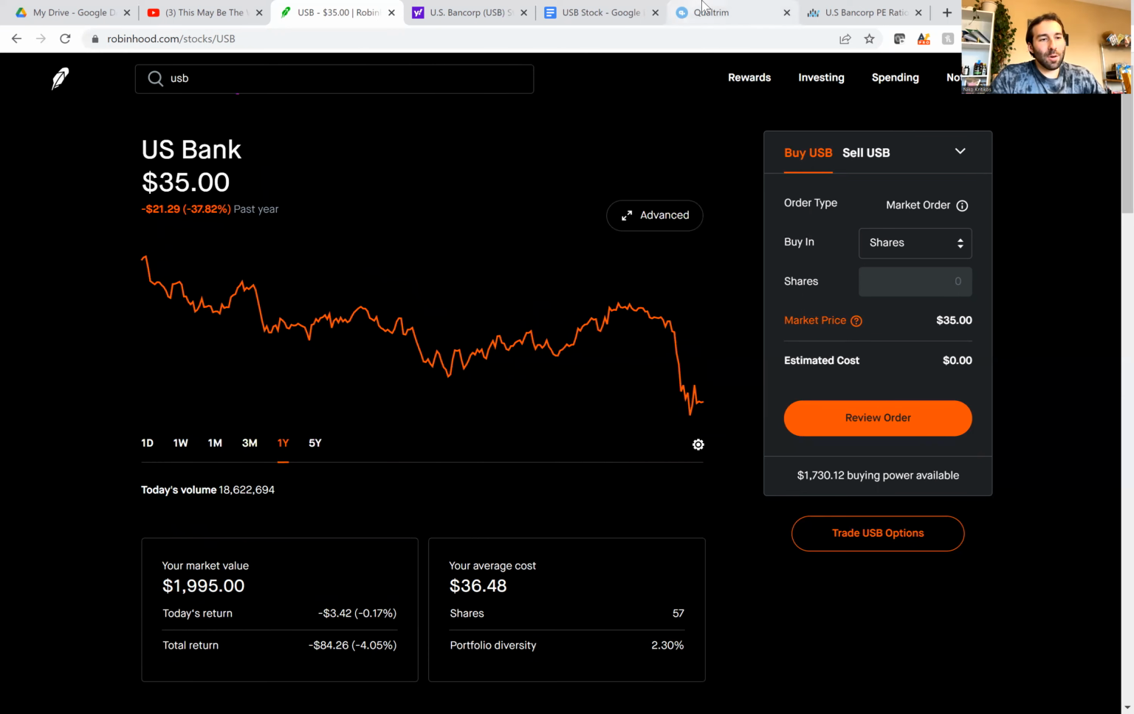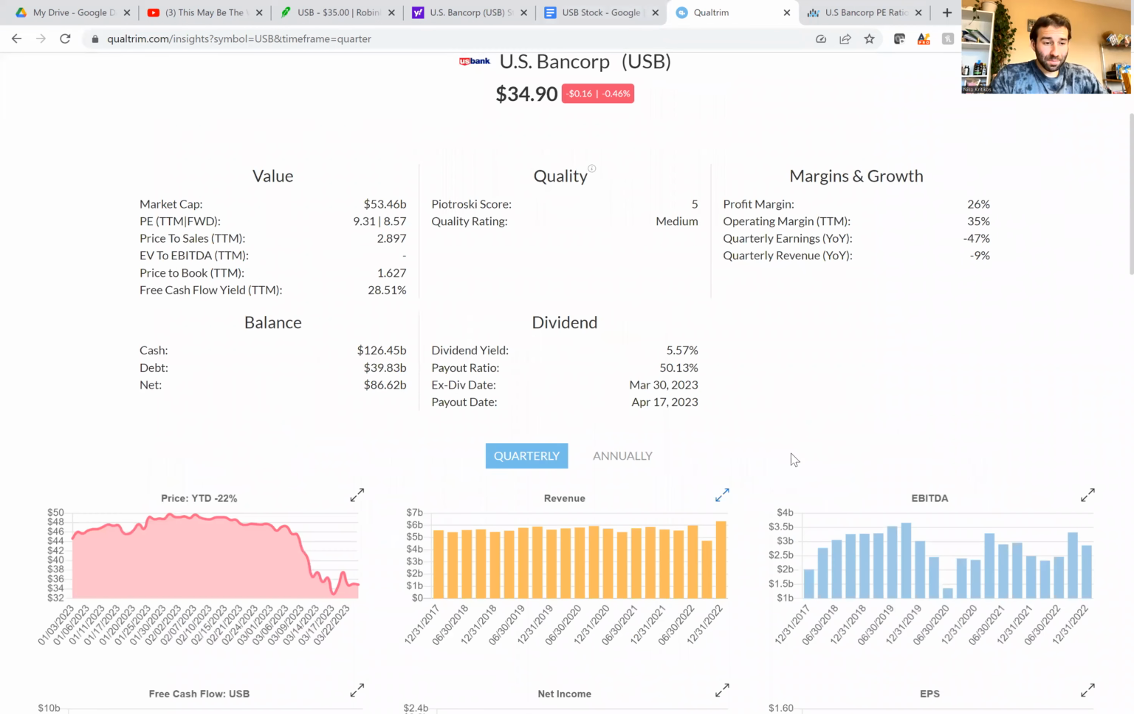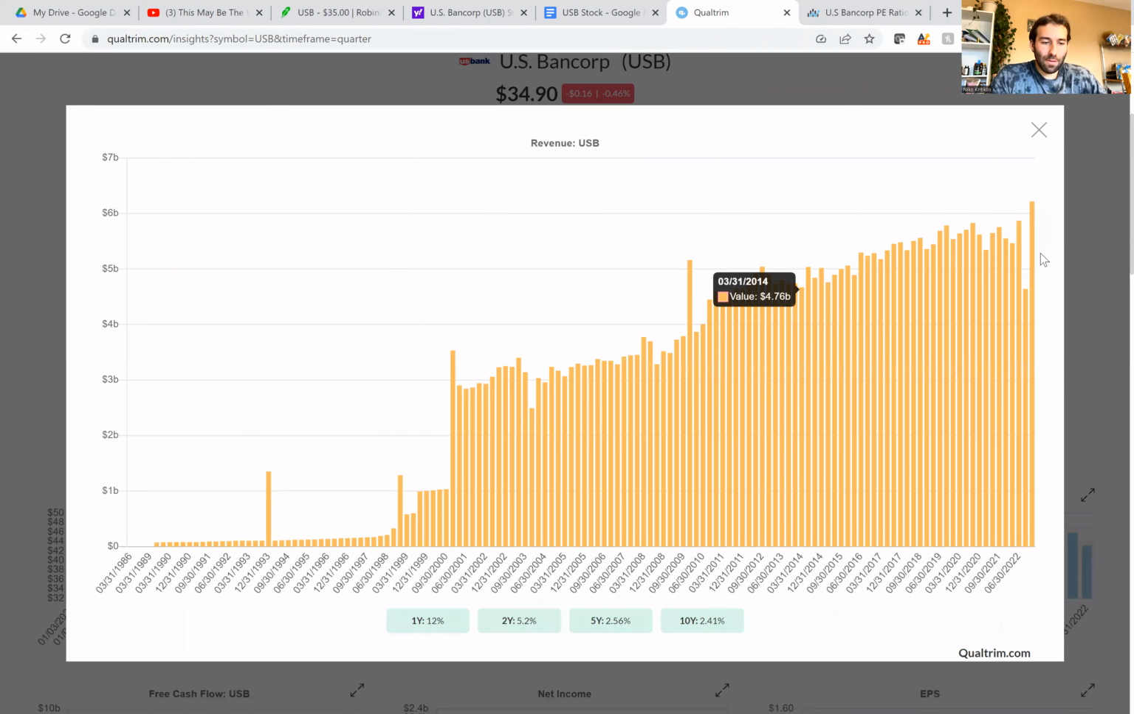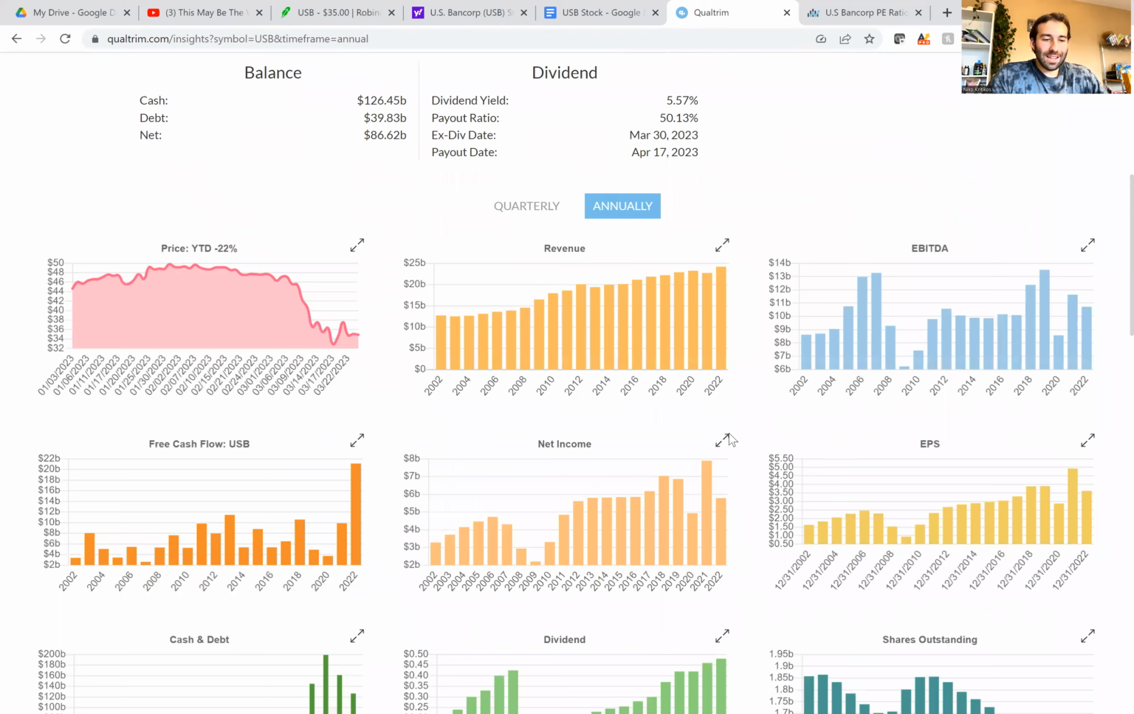So the first thing we're going to look at here on my checklist is going to be the revenue and net income. What we're going to see here is they've done a pretty good job with growing revenue. On average, it grows a couple percent per year. Let's change this to annually. And if we look at net income, though, it's not as healthy.